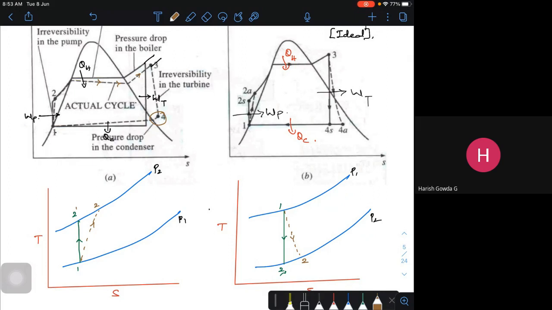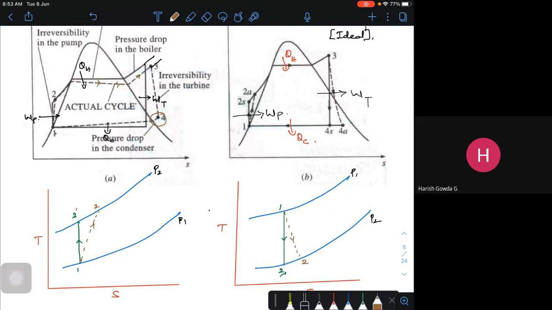Even on the TS diagram, if you try to look at it, at 4s maybe x is 0.95, at 4a it is 0.98. So the dryness fraction of the steam due to actual expansion in a turbine is better than the isentropic or ideal expansion. But one particular thing is, the steam will be exiting the turbine at a higher pressure. That's the only problem we could see.